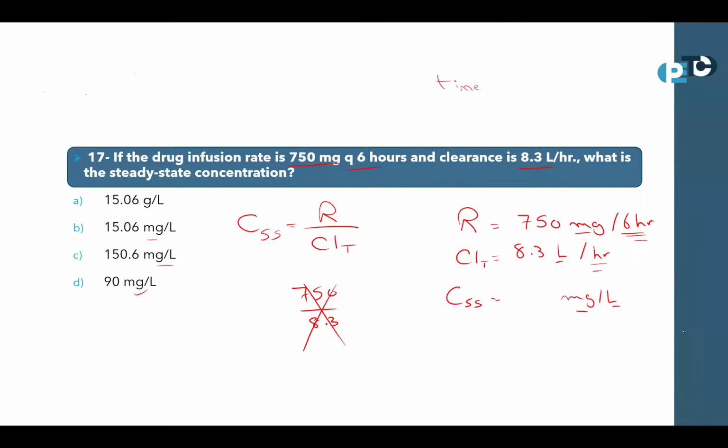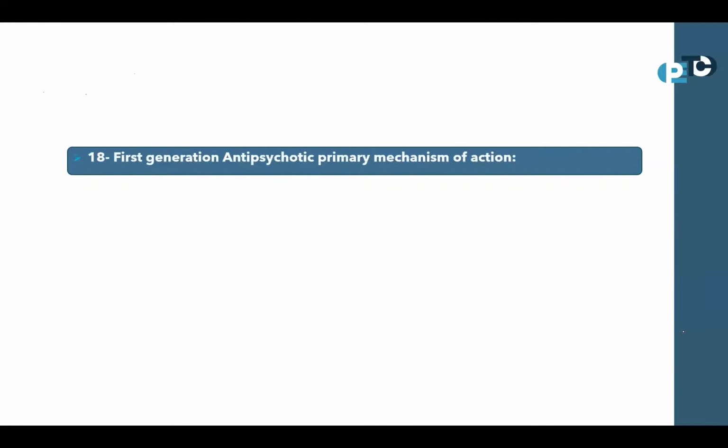What will we do? Firstly, you should convert this into 1 hour. 750 milligrams every 6 hours, so how many milligrams every 1 hour? It will be 125 milligrams every 1 hour. Now we can divide 125 over 8.3 to get the right answer, which is B. Questions of pharmacokinetics are very easy, but you should take care about the units and you should know the formula very well.